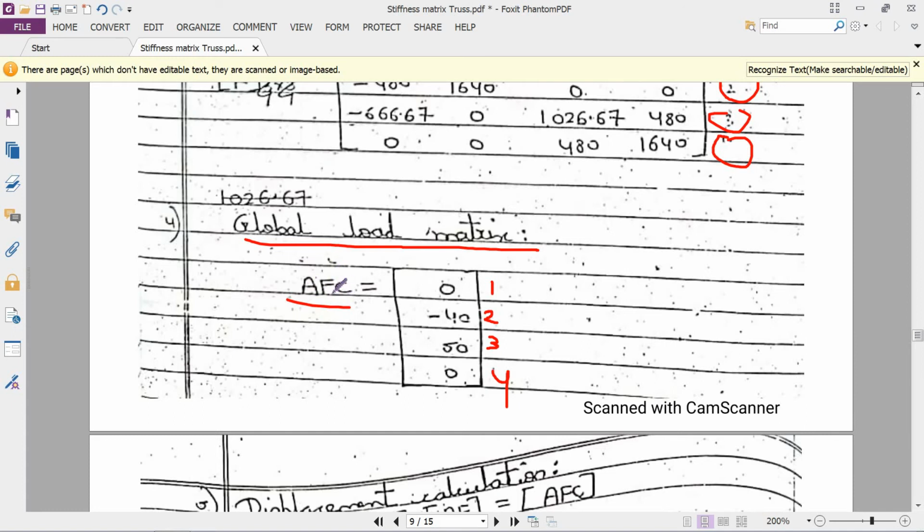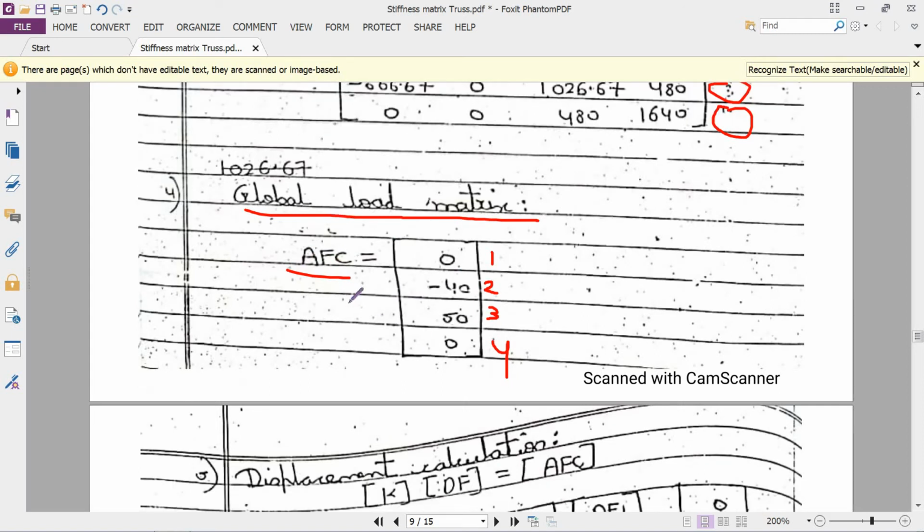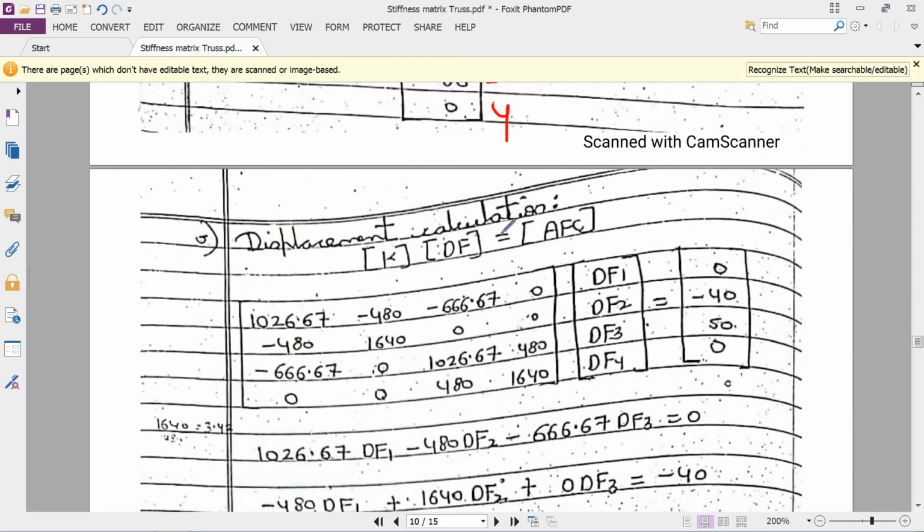AFC का meaning होता है, AFC means action of the force with respect to the coordinates. So we have to assemble these coordinates with it at the unknown point. Okay, always the AFC will be calculated at the unknowns. Okay, the next step is the displacement calculation.